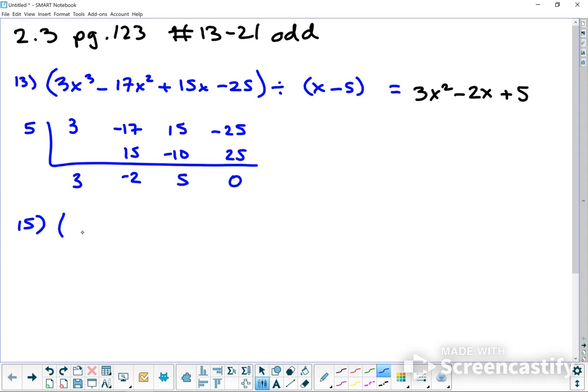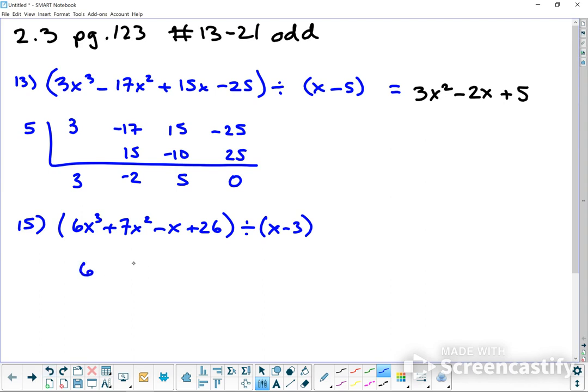15 is, you take 6x to the third plus 7x squared minus x plus 26, and you're going to divide that by x minus 3. Okay, so same thing again, check to see if there's anything missing, and it doesn't look like there's any, because it goes from 3, 2, 1, and no x's, right? So looking at just the powers.